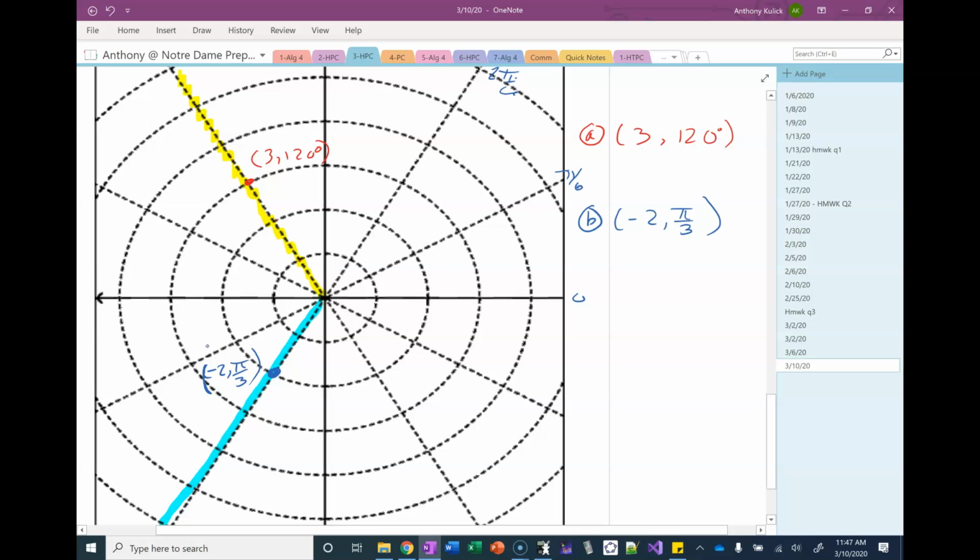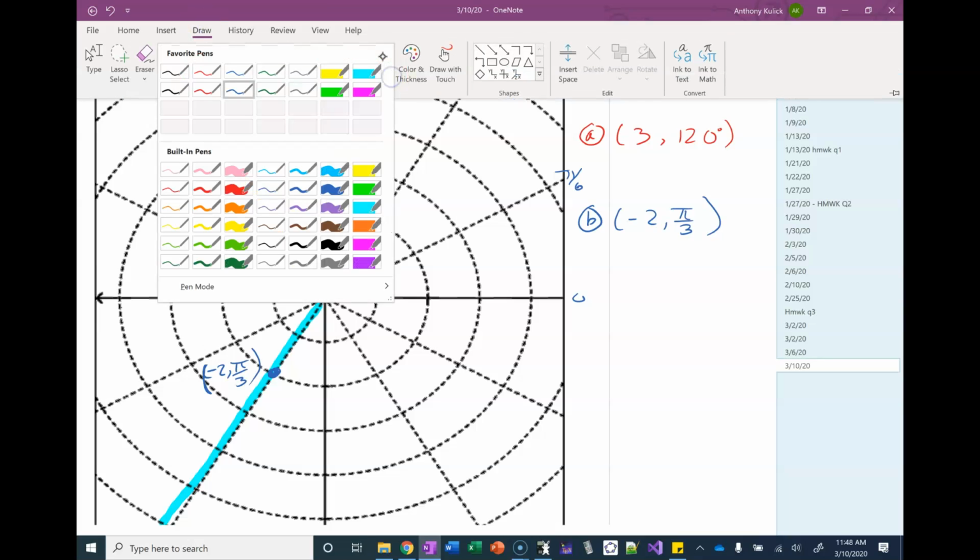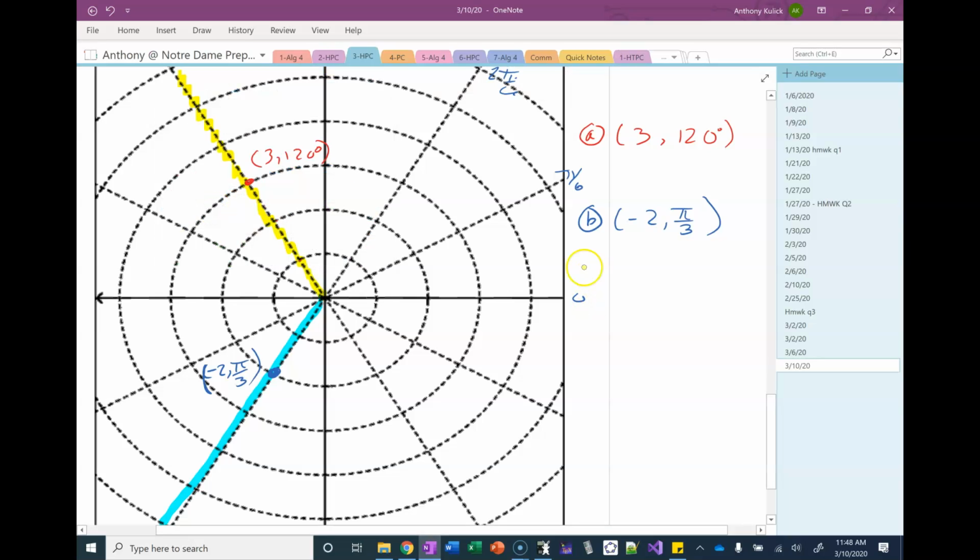Because the 2 is negative, so you're on the opposite side of the line as you were before. Okay? We'll do one more example. Let's look at one where both this line and the angle are negative. Everybody okay here? So we're going to do -1, -100 degrees.